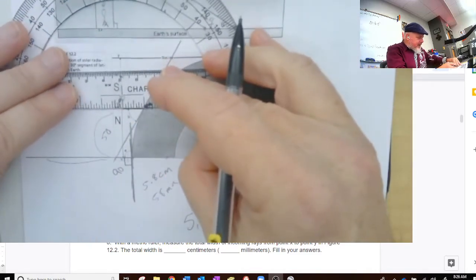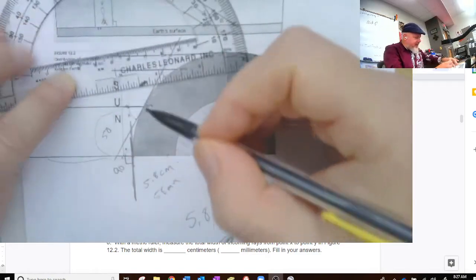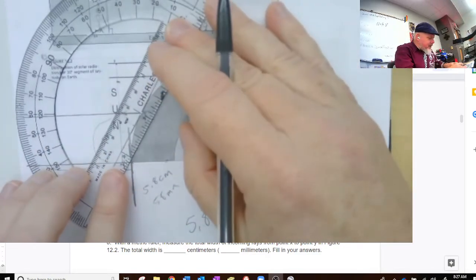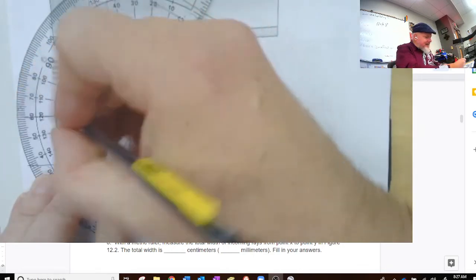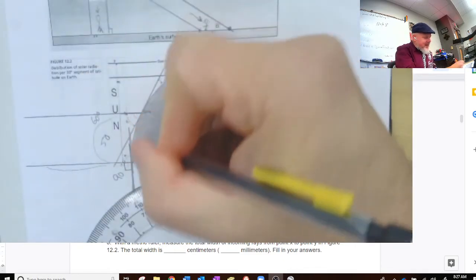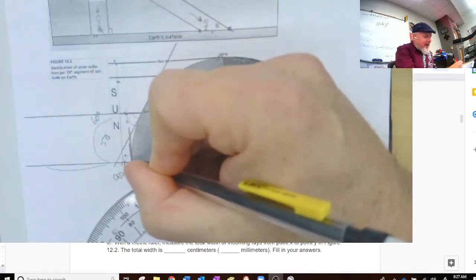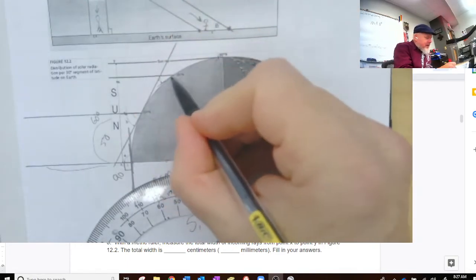And notice that the sun is not directly overhead here. The sun is hitting this at an angle. So when I measure this, notice that it's only at about 60 degrees. So the sun's hitting the Earth at a 60-degree angle. If you're at the equator, the sun's hitting you at a 90-degree angle. Here it's hitting at a 60-degree angle.